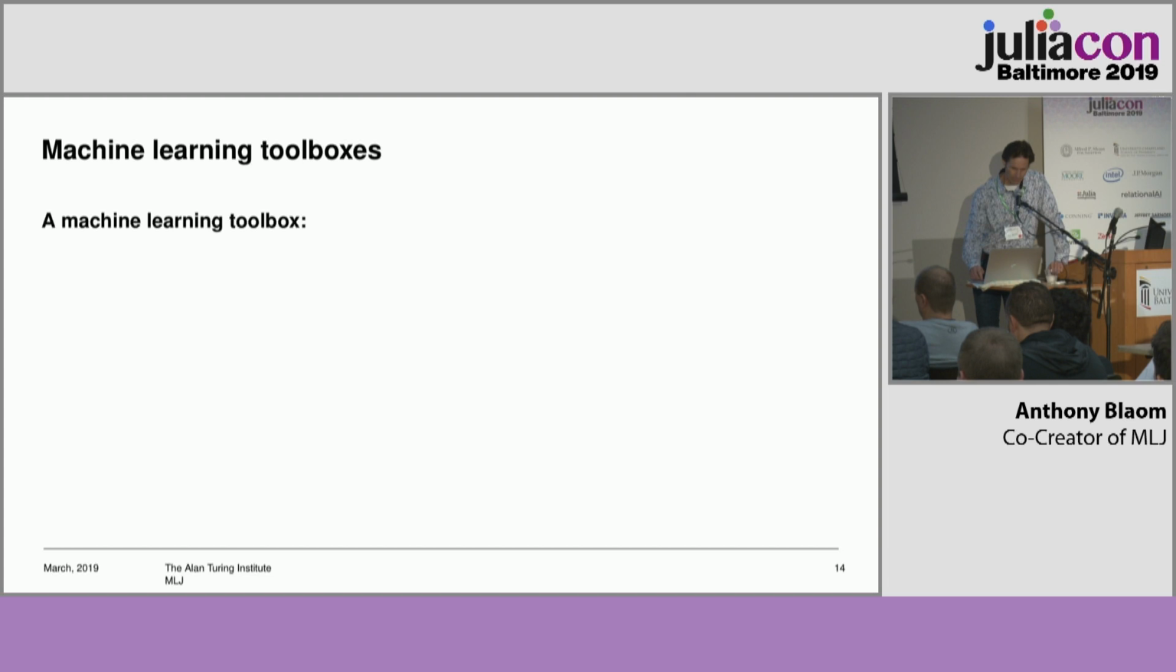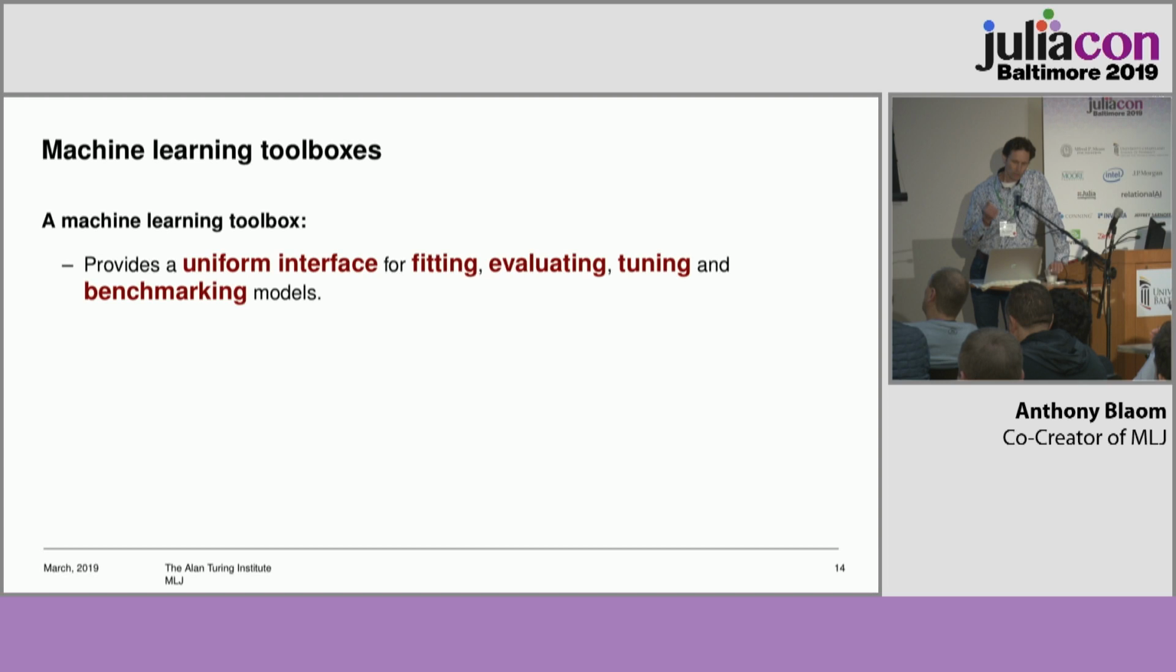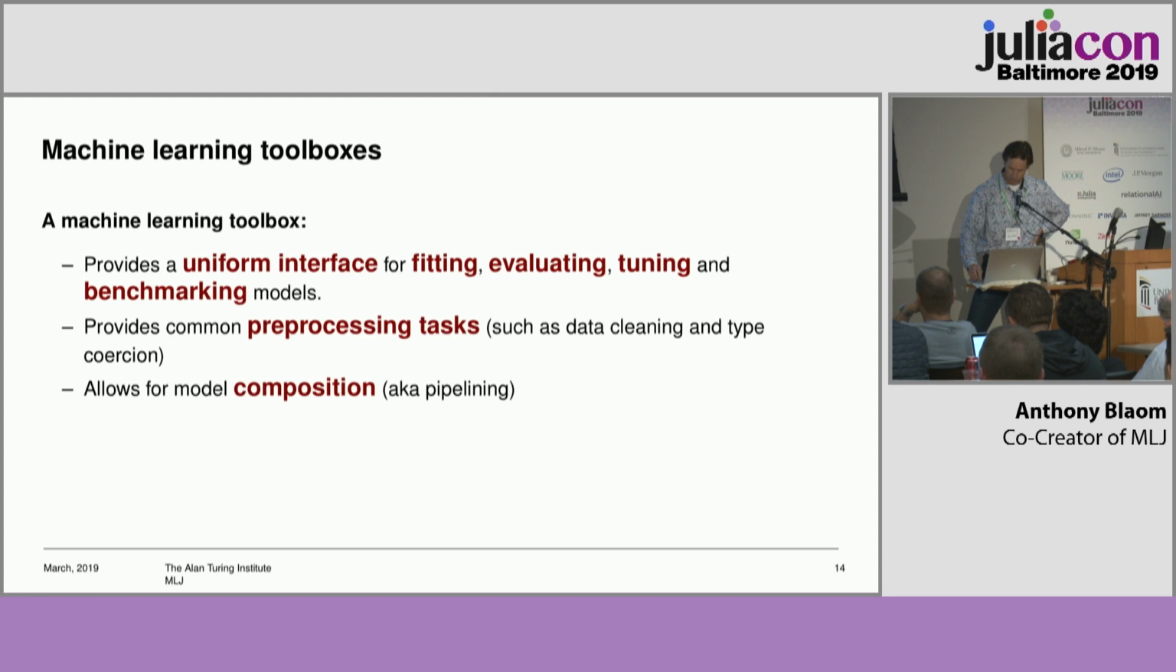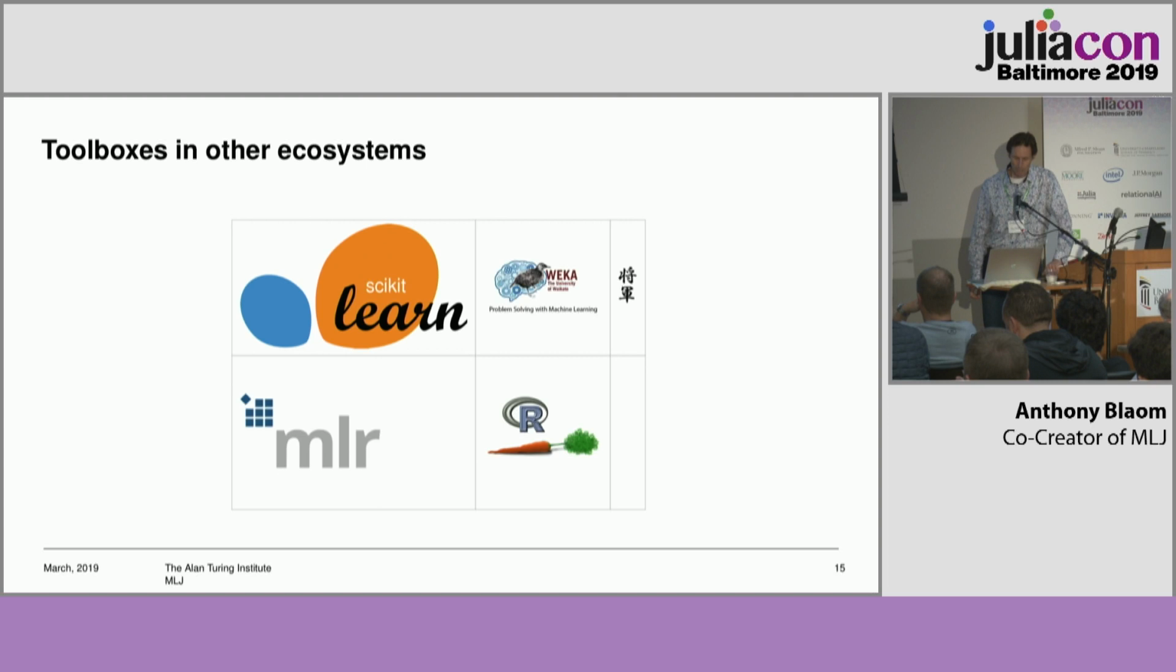A machine learning toolbox provides a uniform interface for training your models, for evaluating their performance, for tuning those hyperparameters, and for benchmarking. It usually provides some common pre-processing tasks like data cleaning, and allows more and more, especially nowadays, for model composition, that is for combining different models together or for chaining different procedures together. So here are some of the more dominant open source toolboxes in other spaces. In Python, you have scikit-learn. In Java, you have Weka, and in R, you have these two packages, MLR and caret.